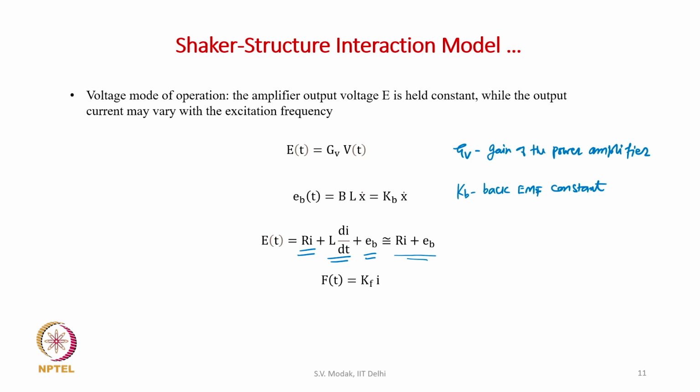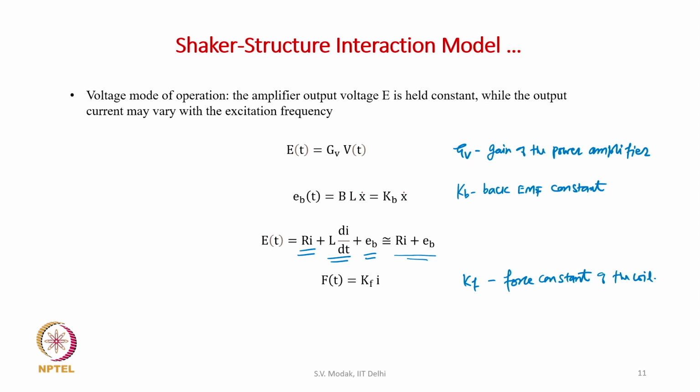Then the force generated on the coil is proportional to the current to the coil. That is why F is equal to Kf into I. And what is Kf? Kf is the force constant of the coil, so it's a constant for a given coil.